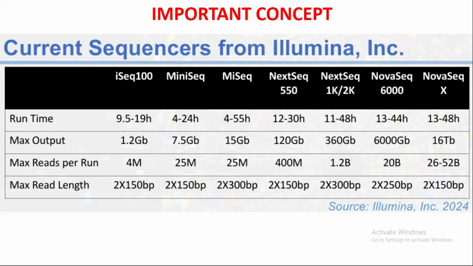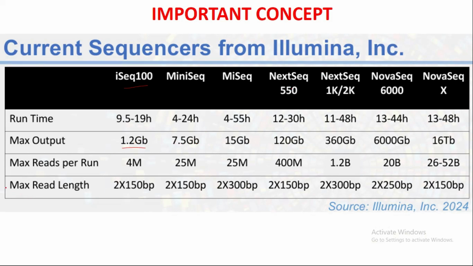First, an important concept: there are many sequencers, the iSeq 100, the MiniSeq, the MiSeq. I think you have heard about them, and if you are new to it, there are different types of sequencers that sequence our DNA. It starts from the iSeq 100, which has the lowest power. It can give a max output of 1.2 GB, or gigabase pairs. After that come MiniSeq, MiSeq, NextSeq.